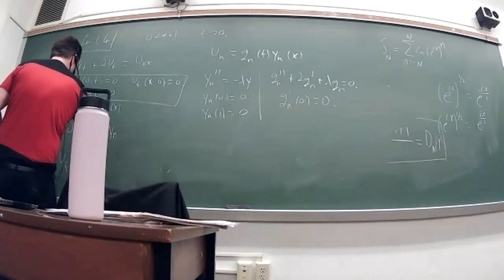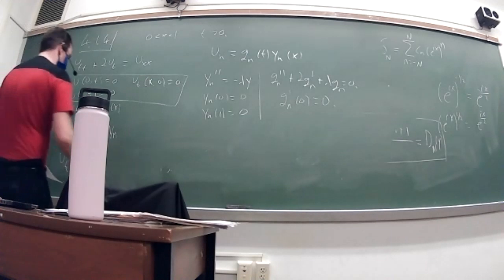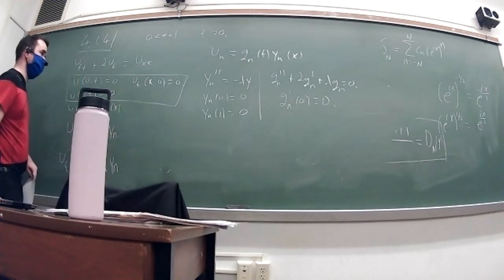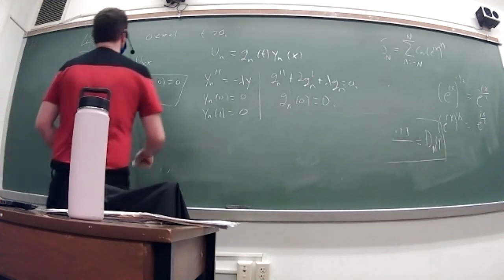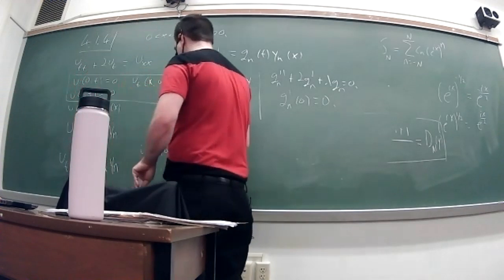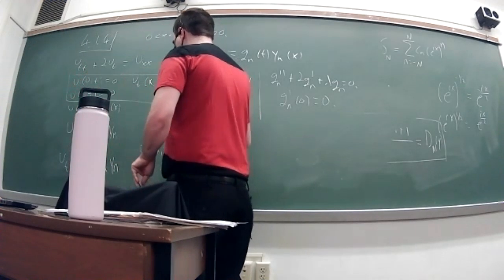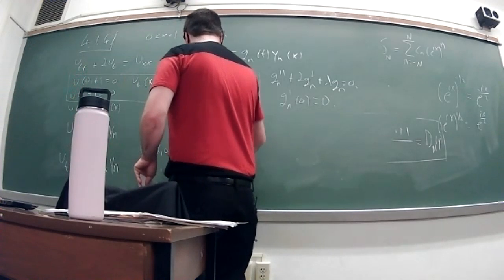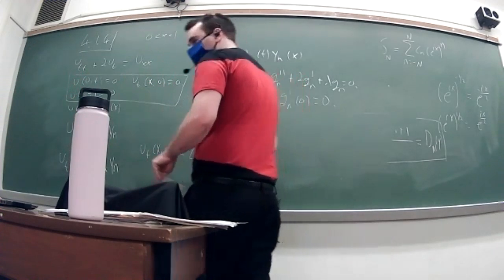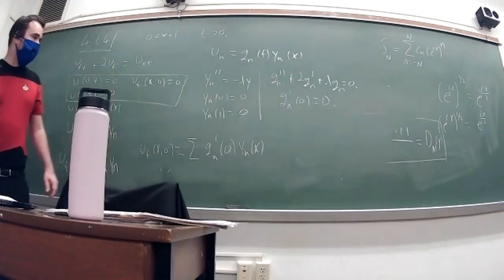And just to discuss this one a little bit, when you take u sub t, what are you getting? Like, if you differentiate under the integral sign, you're getting g prime n times y sub n. And so when you look at u sub t of x, 0, then you're looking at g sub n prime of 0 times y sub n of x.